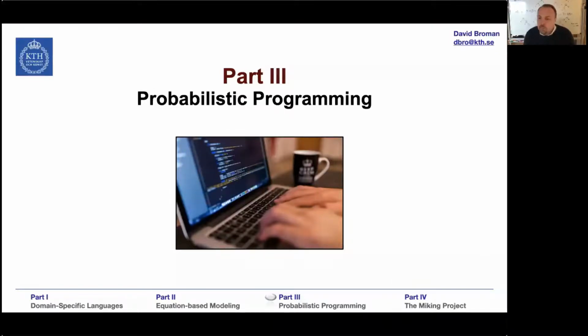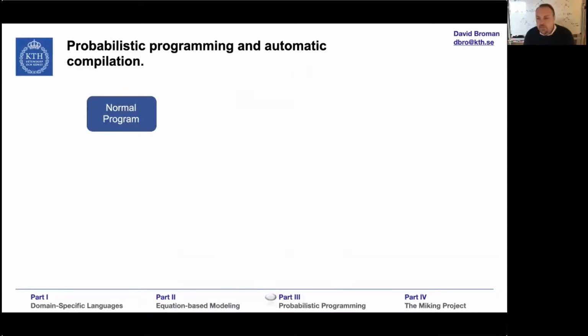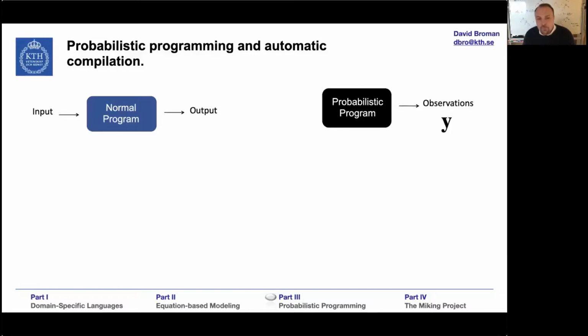Let's jump over to the probabilistic programming part. So what is a probabilistic program? Well, we've talked about models. In a normal program, you have an input and an output. A probabilistic program can be seen as doing the reverse. You are observing the output, and then you are inferring the input, or actually the parameters. So by observing something, you're inferring something that you cannot observe.